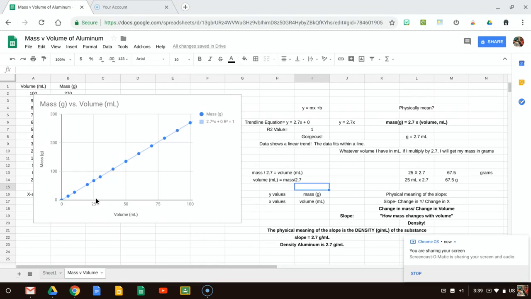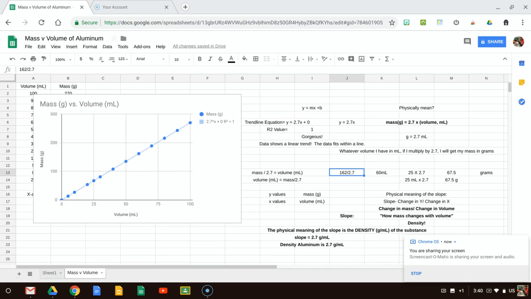If I have a mass of 100, let's see if I get a point on here. This one says my mass is 162. If I take my mass and divide by 2.7, I should get my volume of 60. So let's see if I do that. 162 divided by 2.7. If I plug that into a calculator, I get 60 milliliters. Okay, so that is how we physically look at and interpret a mass versus volume graph.